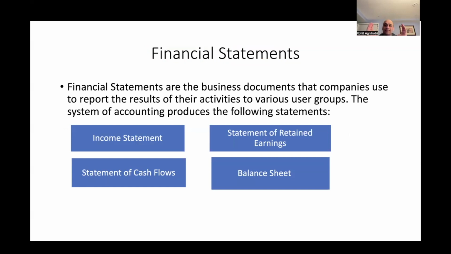In the most basic way, we have our income statement, which is also called the profit and loss statement. We have our statement of retained earnings. What is retained earnings? Retained earnings is the money or the profit that you retain in the business. In other words, the profit that you do not distribute to your shareholders. Then you have the statement of cash flow, also called the cash flow statement, and you have your balance sheet, also known as the statement of financial position.